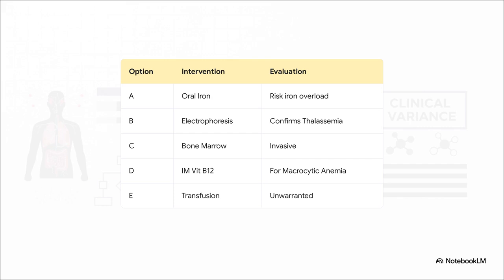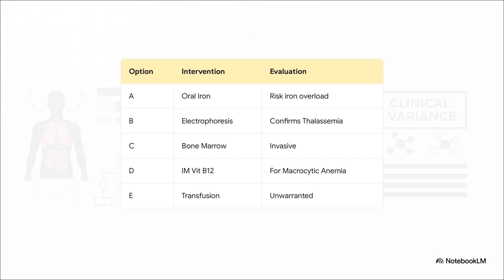So let's rigorously evaluate the option matrix for this. Option A, oral iron sulfate. This is a classic trap. Prescribing empirical oral iron to a patient who has normal ferritin and thalassemia trait does absolutely nothing but risk iron overload. Do not fall for it. Option C, a bone marrow biopsy. This is an incredibly invasive and completely inappropriate test for an asymptomatic microcytic anemia. Option D, intramuscular vitamin B12. Well, that treats a macrocytic anemia, not a microcytic one, so that's out. And what about option E, a blood transfusion? Completely unwarranted for an asymptomatic patient with mild baseline anemia from a trait.